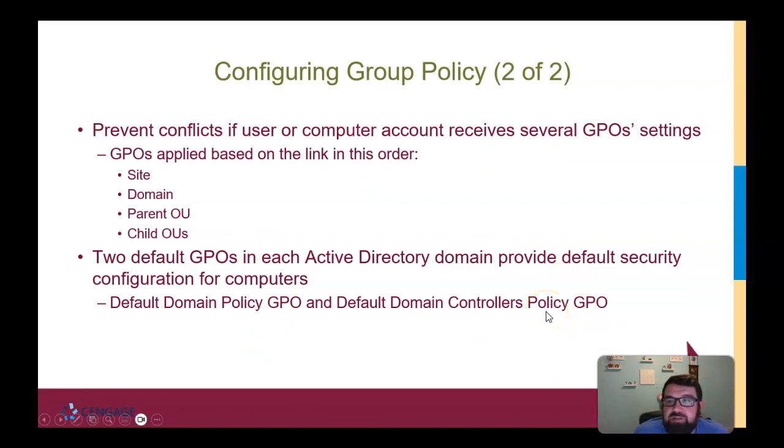So you can prevent conflicts for accounts that receive several settings. They're applied in a certain order, and this is where that inheritance comes in. It's applied at the site level, the domain level, the parent OU, and then child OUs. There are two default group policy objects in every domain: the default domain policy, and the default domain controllers policy, which in our lab we're going to look at and do some stuff on.